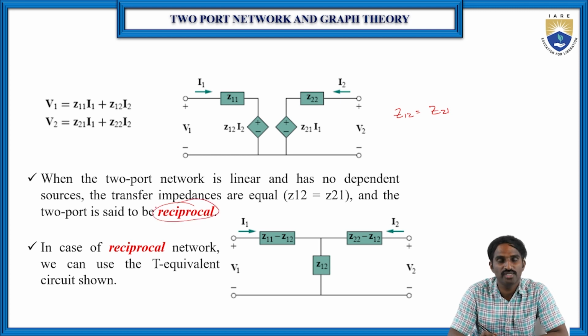So a two-port is reciprocal when the transfer impedance from port 1 to port 2 and from port 2 to port 1 is the same. In the case of a reciprocal network, we can redraw the actual equivalent circuit, because Z12 is equal to Z21. So instead we can simply make it a T equivalent circuit, which is shown in this figure. So this is all about the Z parameters.